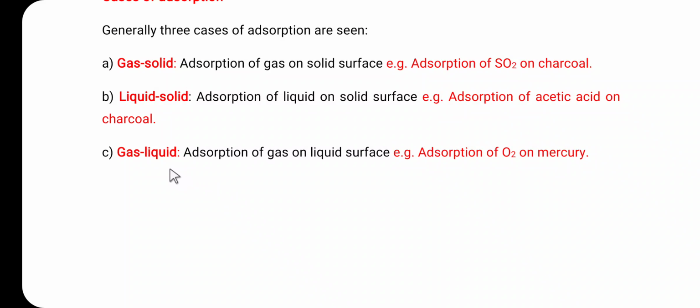Then gas-liquid, the adsorption of a gas on a liquid surface. The example is adsorption of oxygen gas on mercury. Here, mercury acts as the adsorbent, while oxygen acts as the adsorbate. So friends, these are the three cases of adsorption: gas-solid, liquid-solid, as well as gas-liquid.